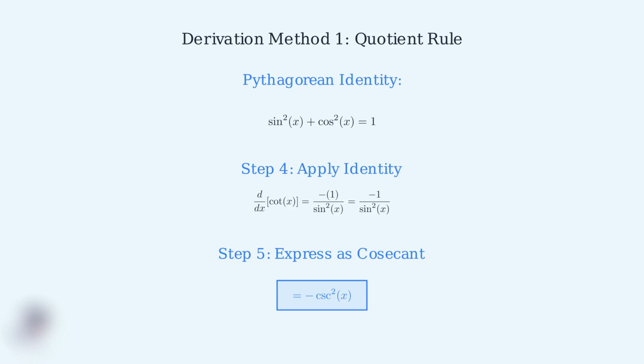This method demonstrates how the quotient rule can be systematically applied to trigonometric functions and how fundamental identities like the Pythagorean identity play a crucial role in simplification. This quotient rule approach gives us a solid foundation for understanding why the derivative has this particular form. The systematic application of the rule, combined with trigonometric identities, leads us directly to our result.